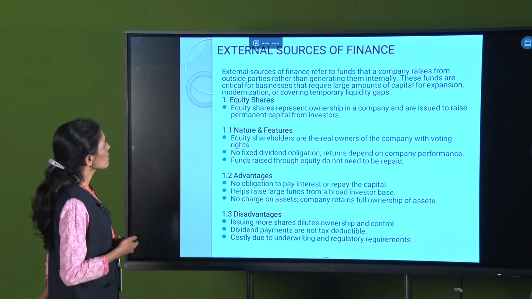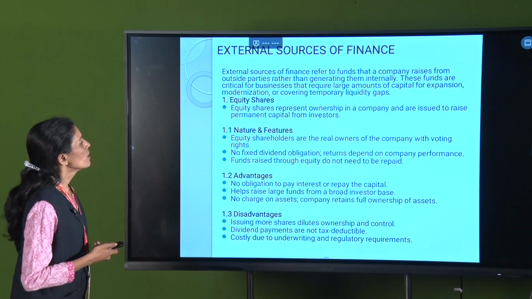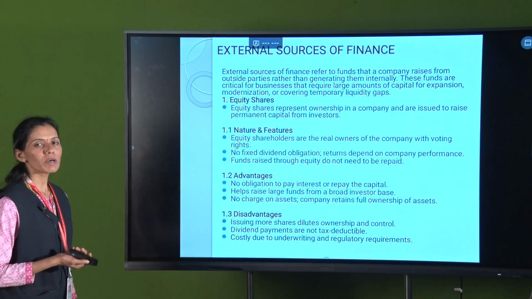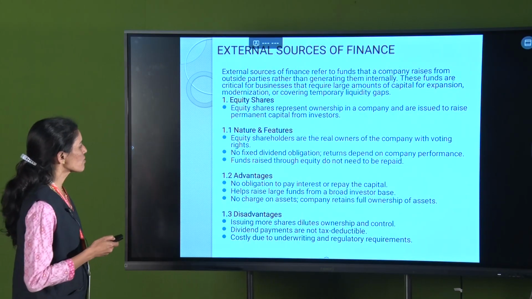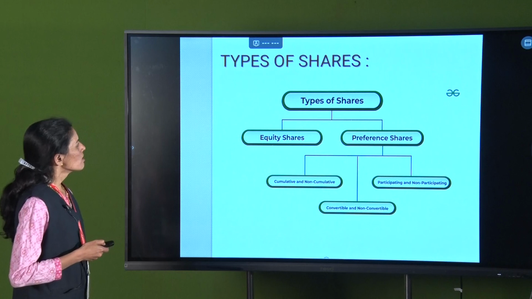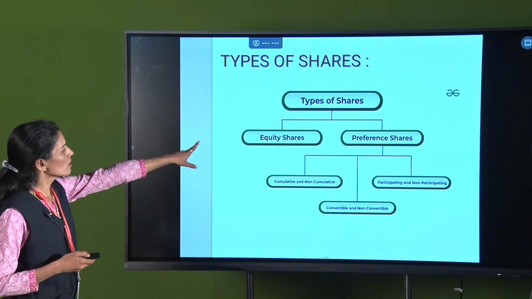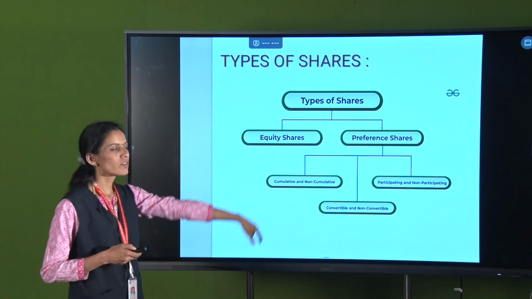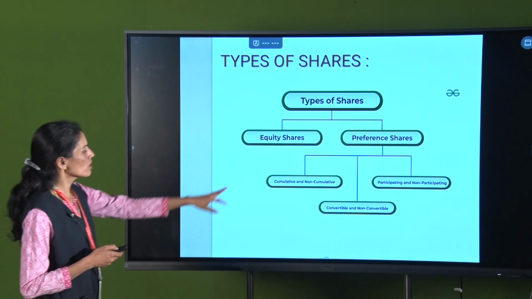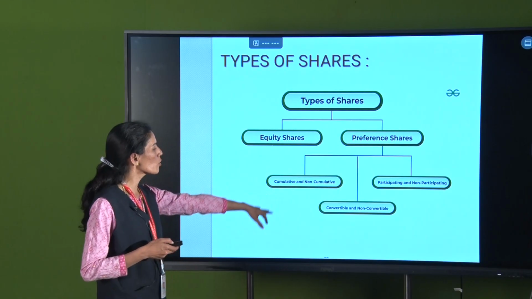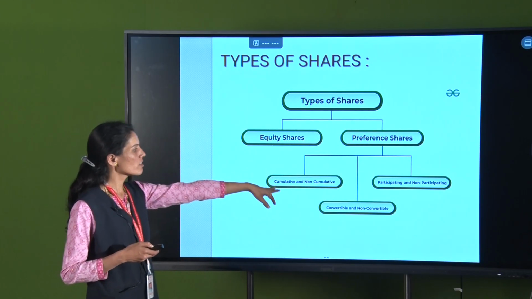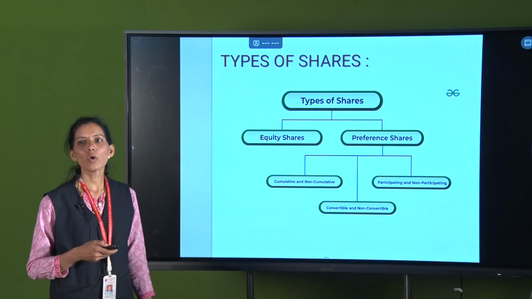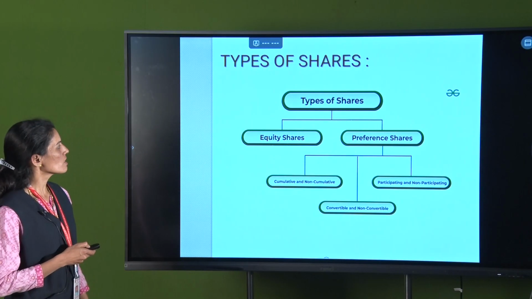Now, in the external sources, what is meant by equity share? Equity shares represent ownership in the company and are issued to raise permanent capital from investors. After that, the second one is types of shares. There are two types of shares: one is equity share, second one is preference share. In preference shares, cumulative and non-cumulative, participative and non-participative, convertible and non-convertible preference shares are there.